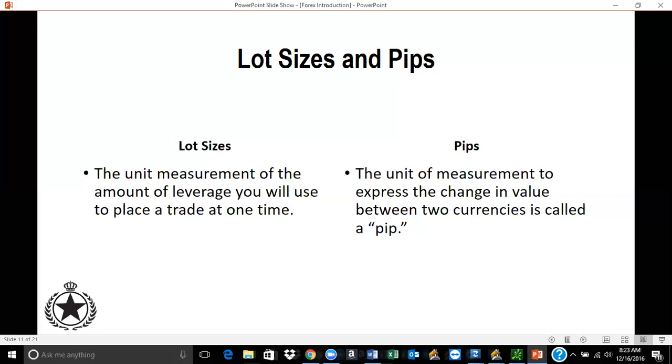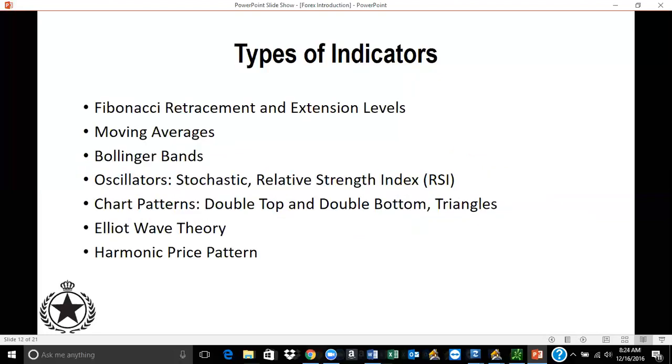So a pip is the change in value between one pair and the next, and you'll basically get this. This is not that difficult. You'll understand this. All right, we'll get into some indicators and some types of indicators. Fibonacci retracement and extension levels is basically the difference when a market changes, the basic pivot points in the market. All right, moving averages.